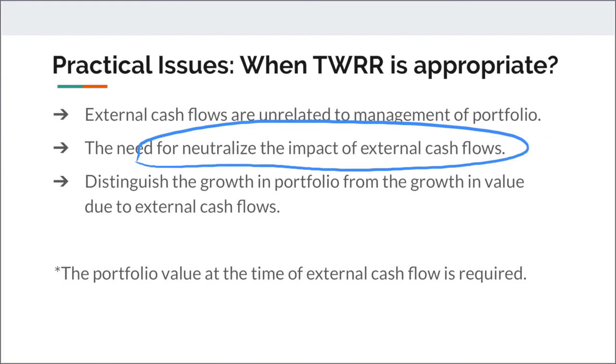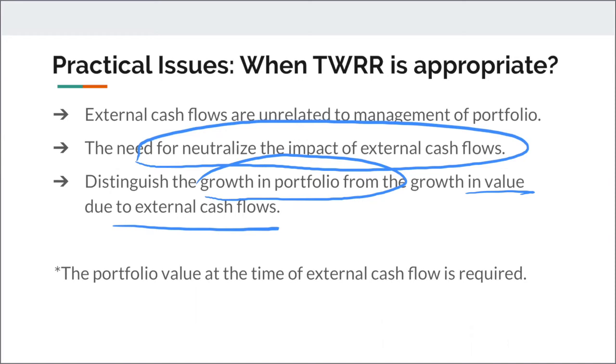So if you want to distinguish the growth in your portfolio from growth in value due to external cash flows, then you definitely have to calculate the time weighted rate of return, so that you can remove the effects of external cash flows.